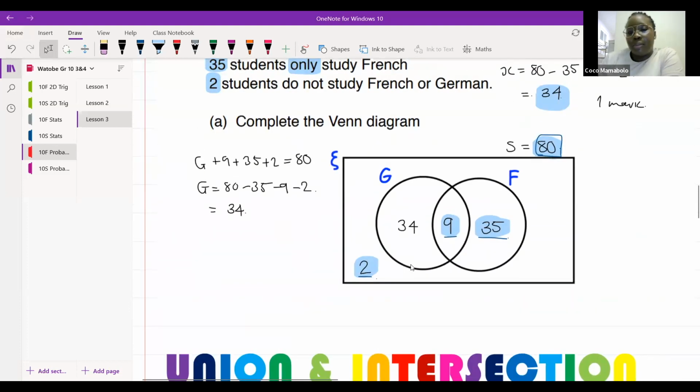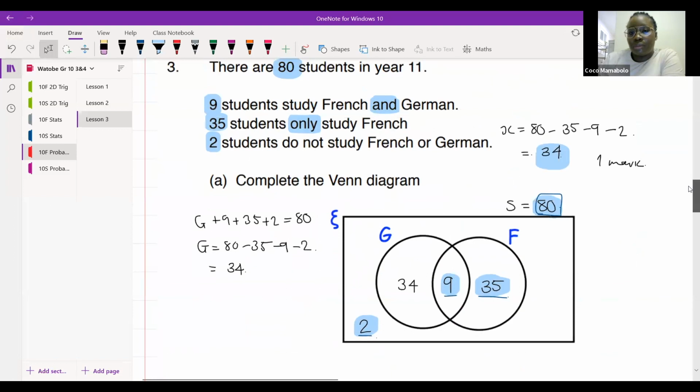Yes, Leah. Ma'am, I just want to ask, in our class we're doing this part of Venn diagrams. Today, Sir taught us something about these 2 Venn diagrams. There was this question about complete the Venn diagram, with 9 students French and German, 35 only study French, 2 students.